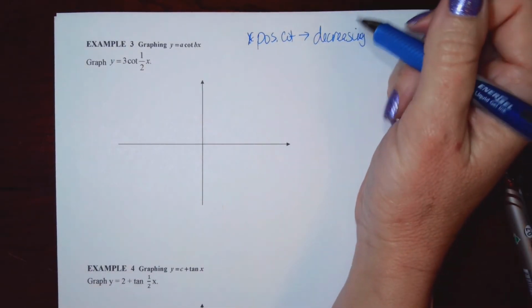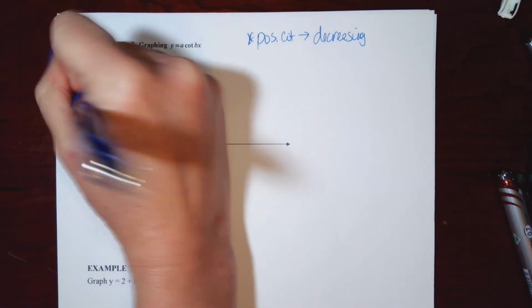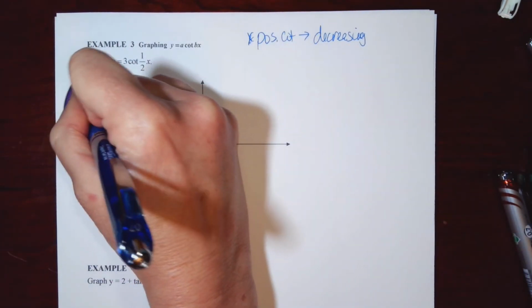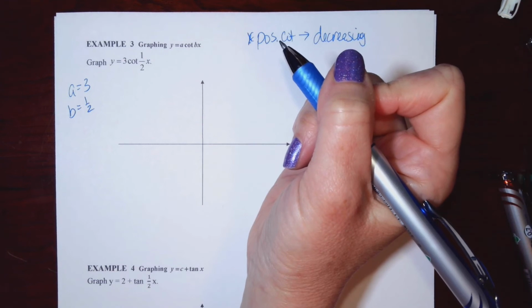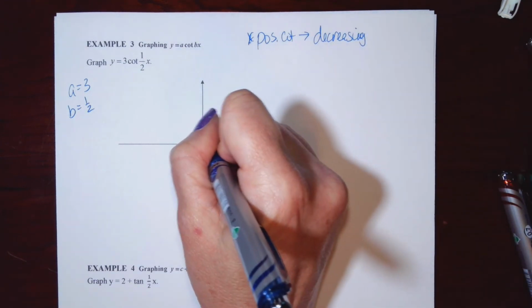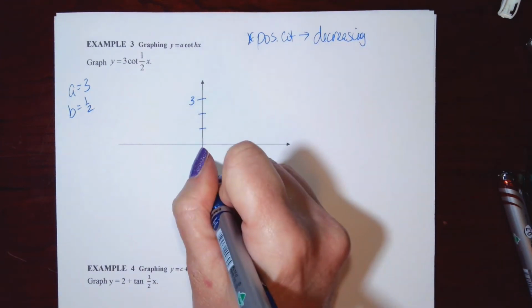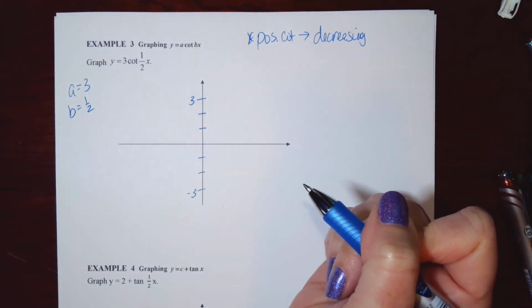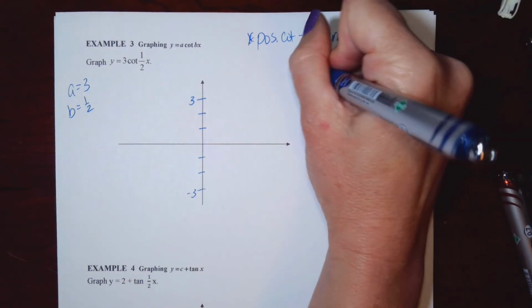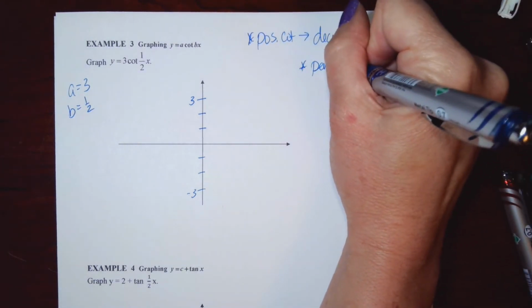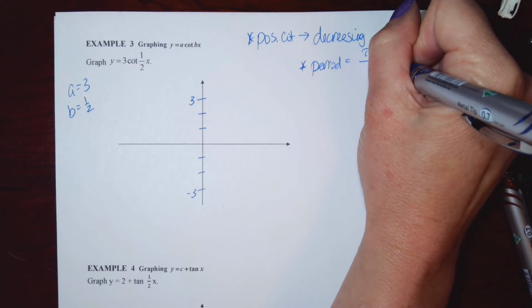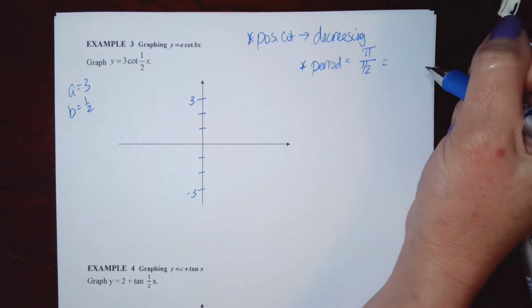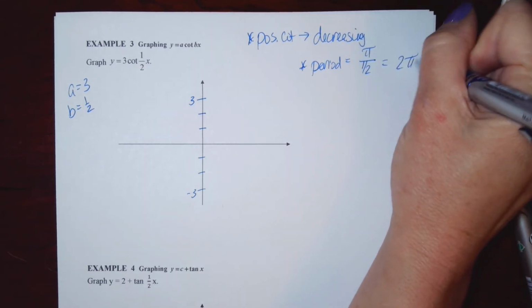Okay, so what have we got? We've got A is 3, and I've got B is 1/2. A is 3, B is 1/2. So A is 3, 1, 2, 3. 1, 2, negative 3 on my y-axis. I don't have a value for center. I haven't shifted my center vertically up or down, so my center is going to be at 0. My period for this function is pi over b, pi over 1/2, multiplied by the reciprocal, and I get a period of 2 pi.